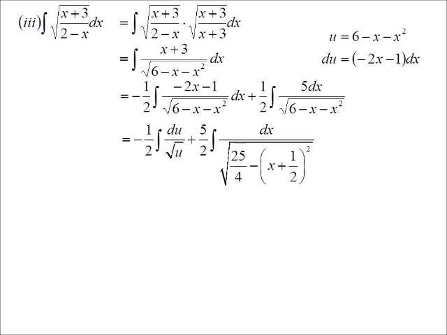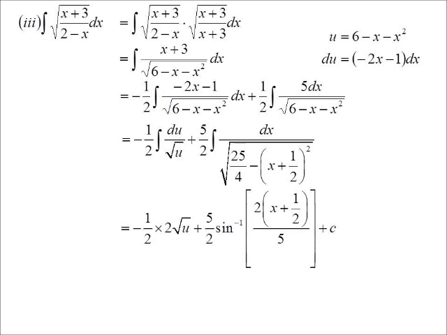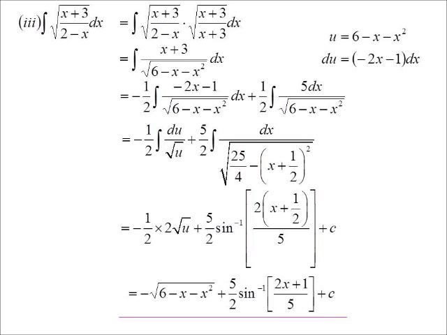Okay, it's in the form of an inverse sine. Square root of a squared minus x squared. So okay, we get our 2 root u, inverse sine of 2 lots of, because a, you'll notice, is 5 on 2. Turn it upside down, 2/5. X plus a half, that's nice because now my fraction cancels out. And there we go. Isn't that a thing of beauty? You're going to love that.